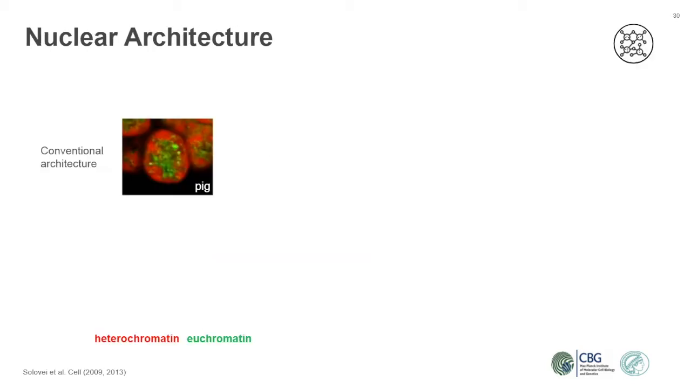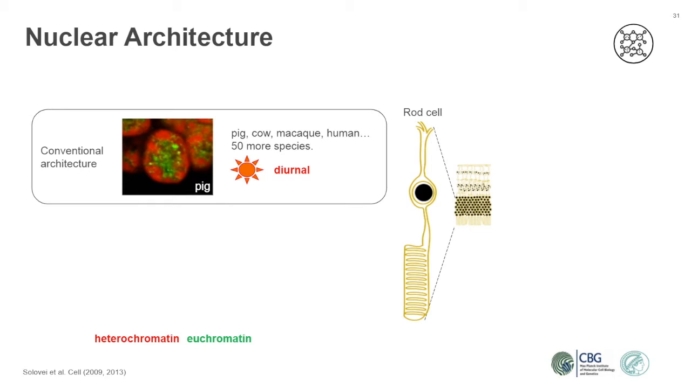The normal arrangement of chromatin or DNA material in the cell nucleus is such that the euchromatin, or the transcriptionally active chromatin, is in the center of the nucleus, shown here in green, and heterochromatin, which is transcriptionally inactive or silent chromatin, is located along the nuclear membrane or the periphery, shown here in red. This normal arrangement is also found in the rod photoreceptors of diurnal animals, or animals that are active during the day.